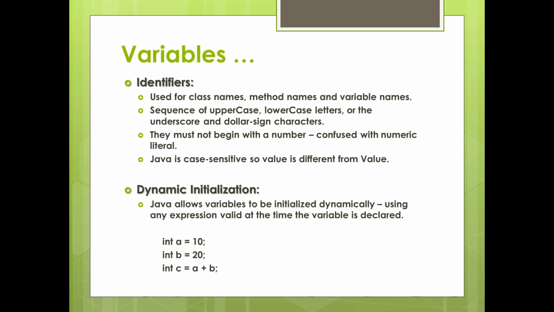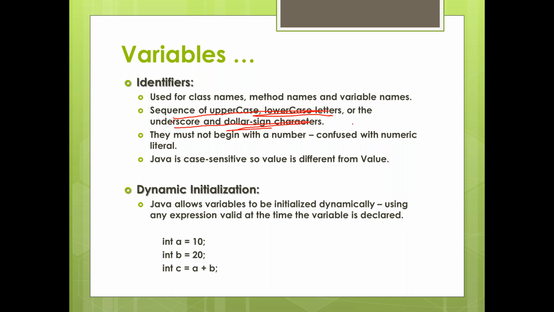So let's start with the identifiers. There are certain things that need to be followed with respect to identifiers, which we have not discussed till now. We know that we use identifiers for naming classes, methods, and variables, similar to how we use names to identify each and every person. So what are these identifiers? They are nothing but a sequence of letters, or underscore and dollar sign.